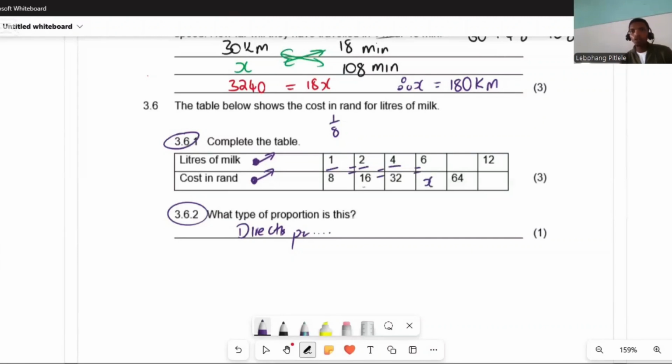6/x or y/64 that we don't know. It should also be equal to 12/z that we also do not know. So now, firstly, we will find x. We have 4/32, which is this one. It should be equal to 6/x. And then we cross multiply.